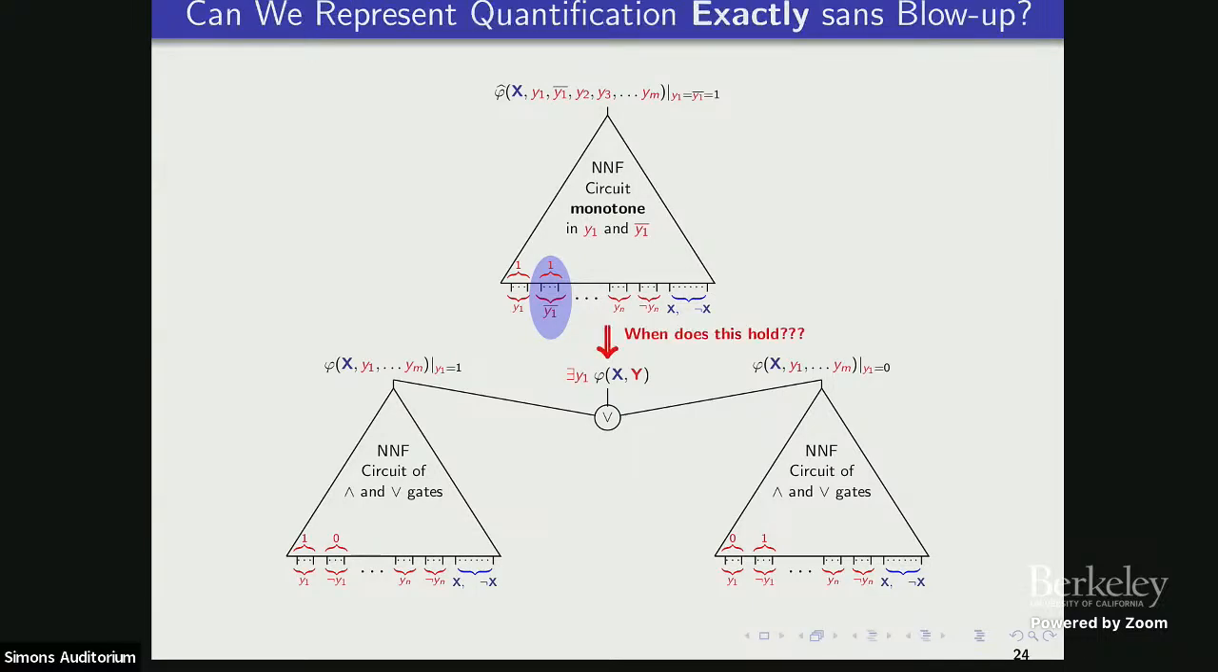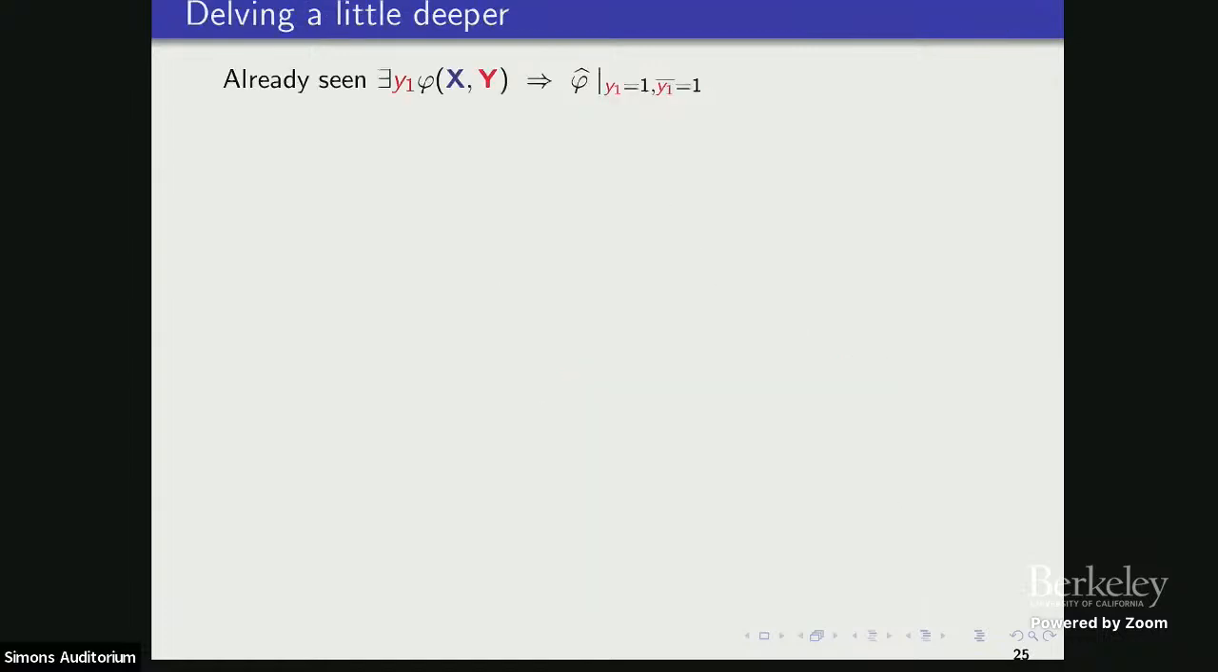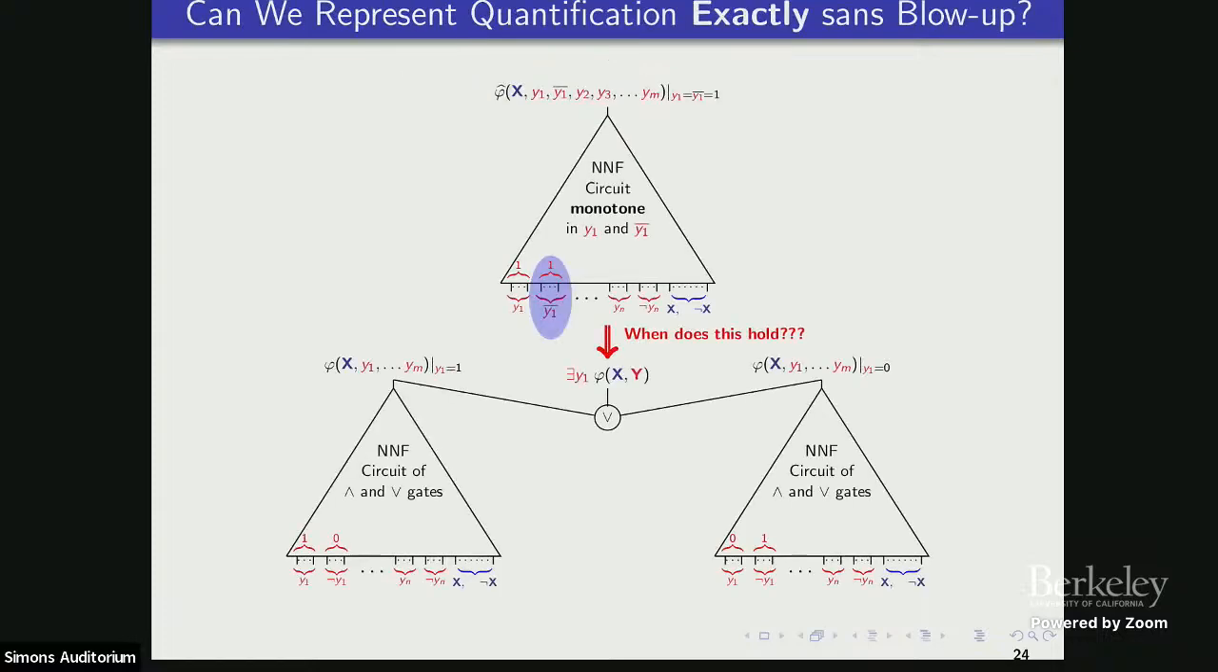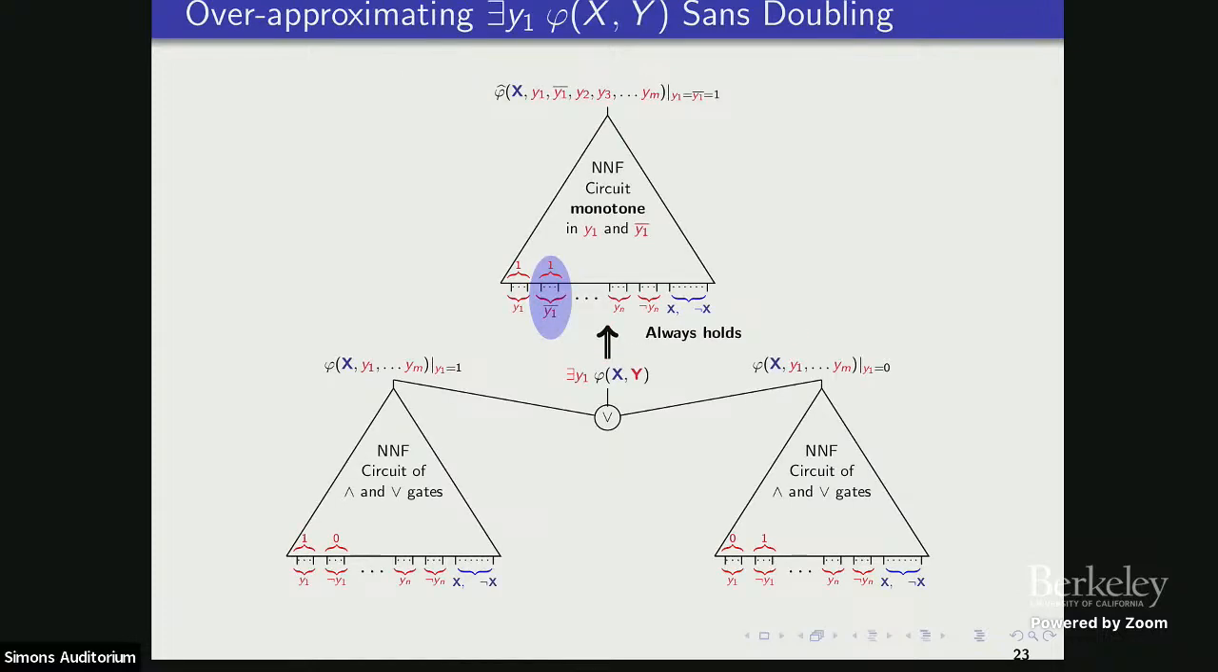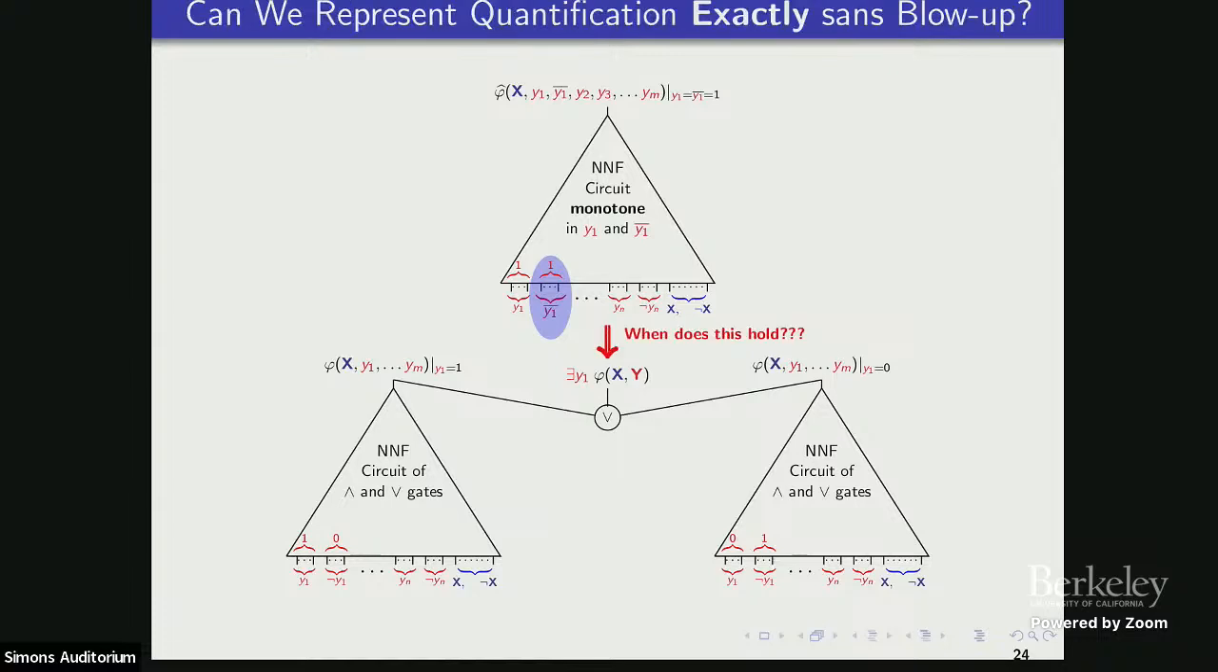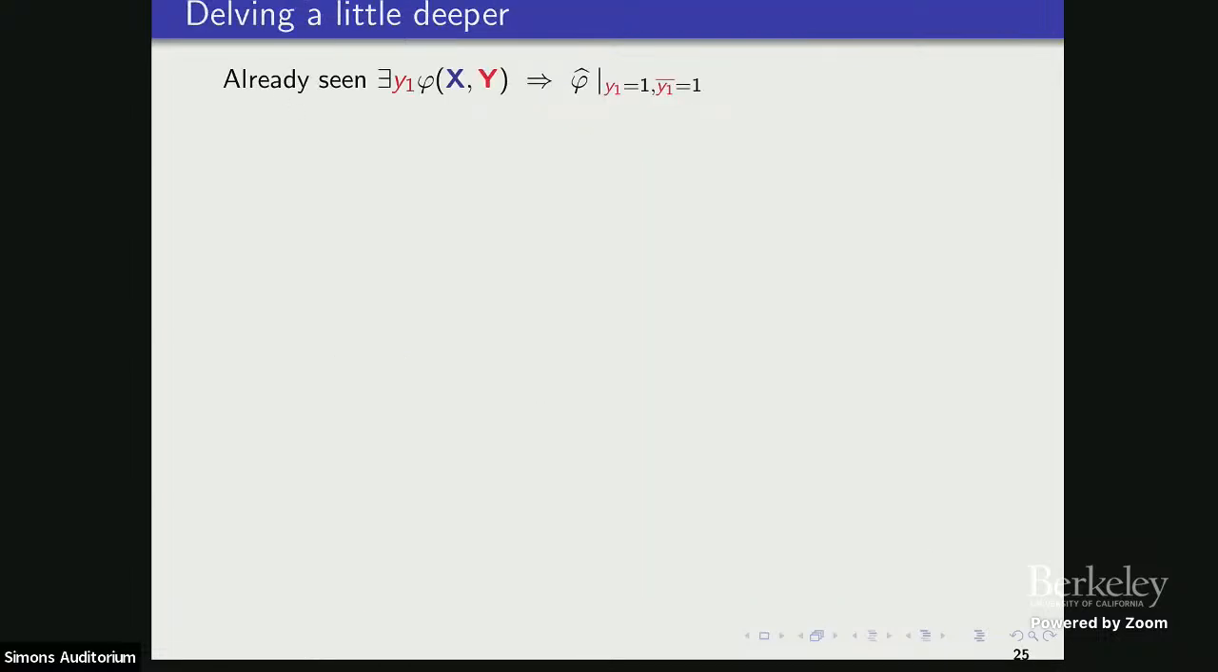The question is, we would like this to be equivalent. So what is the other thing that we need over here such that the implication holds in the other direction as well? Because if it does, then we can effectively replace this quantification by this. Okay, so let's see. I mean, we know that exists y1 phi(x, y) was already implying this phi hat with y1 set to 1 and y1 bar set to 1. We want to know when this other direction holds. So let's see.